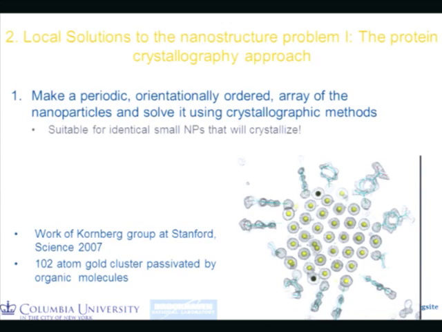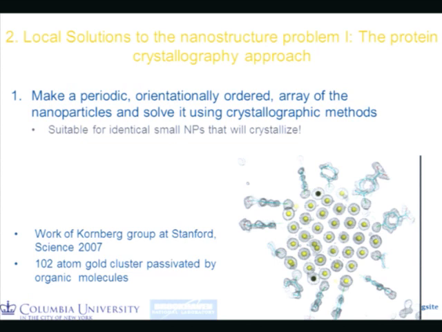So there's 2 ways to solve the nanostructure problem using crystallography. One way is the way they do it in proteins. So actually, protein crystallographers are solving the nanostructure problem, because what they want to know is the internal structure of the protein. The protein is a nanoparticle. The way they do it is they take copies of the proteins and they make them into a periodically arranged, orientationally ordered array called a crystal, and then they use the amazingly powerful crystallography to solve it. You can take that idea one step further and say, can we do that with inorganic nanocrystals and solve their structure? And the answer is actually yes.